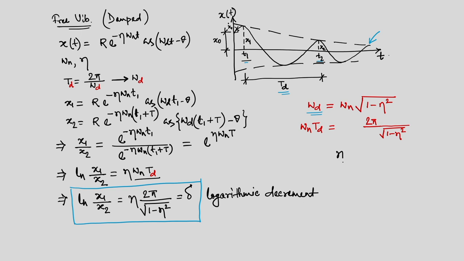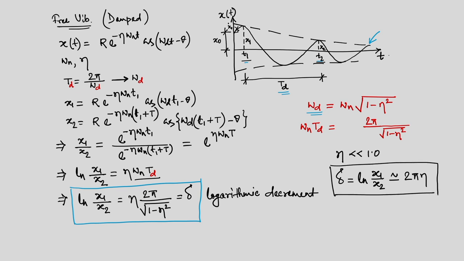Obviously, if we have eta which is much less than 1.0, then we can further simplify. So, our delta is equal to ln x1 by x2, which is approximately equal to twice pi eta. So, that is the relation we have. And the technique thus is called logarithmic decrement technique.